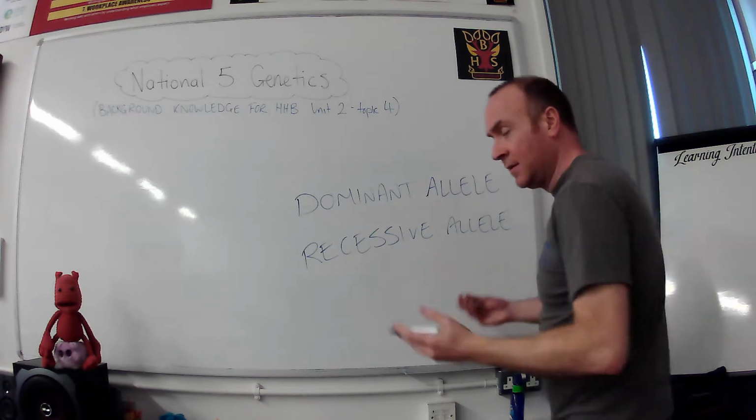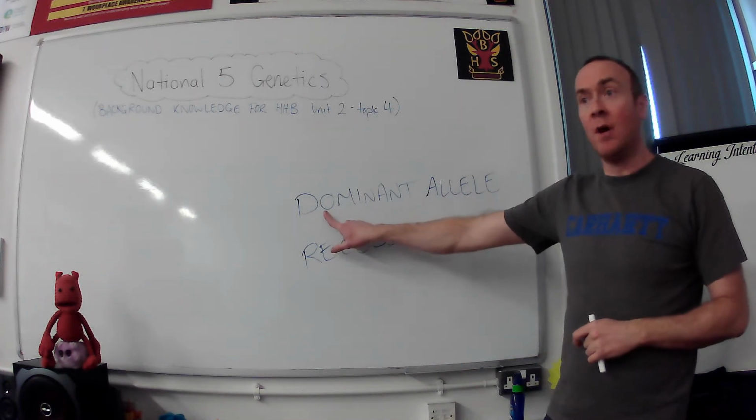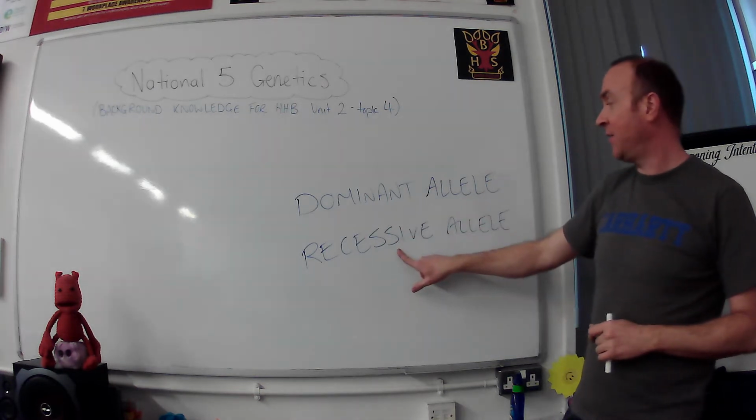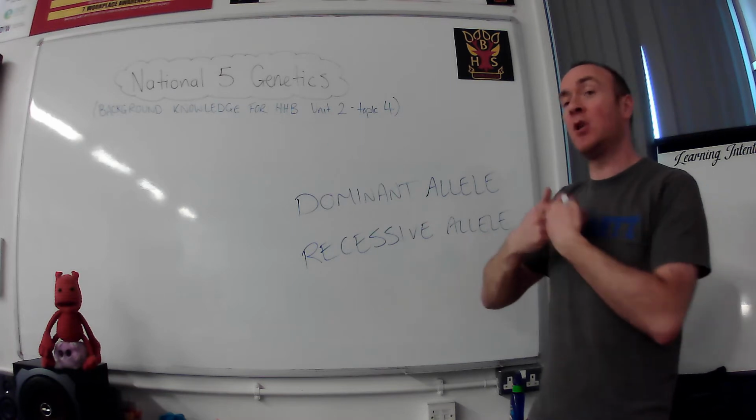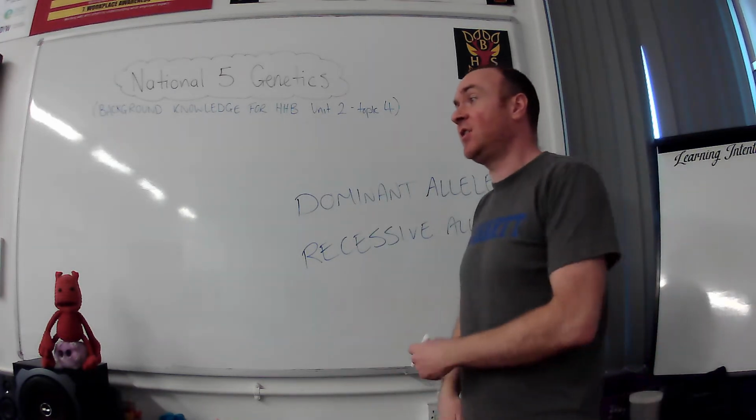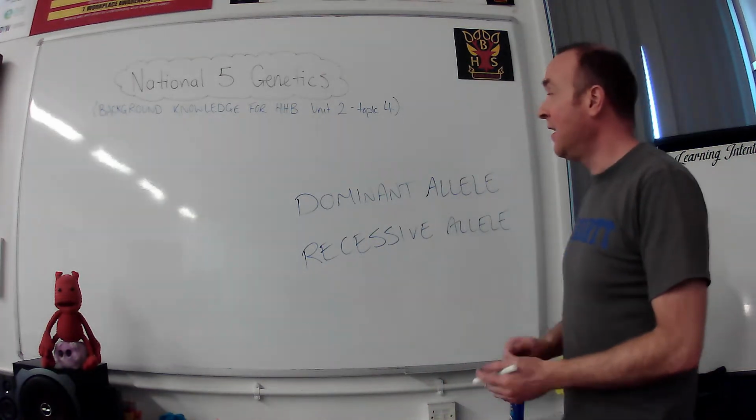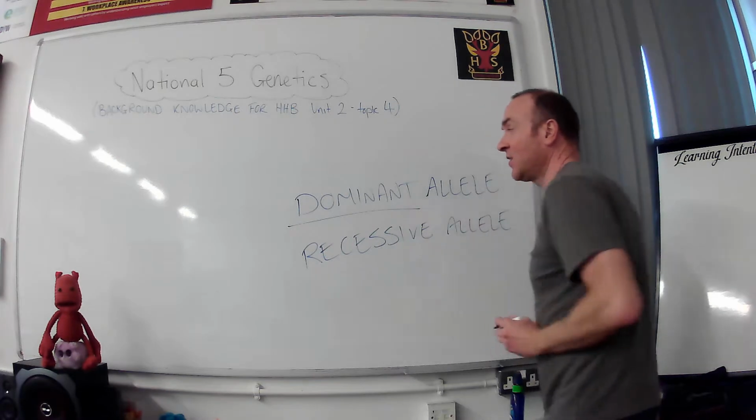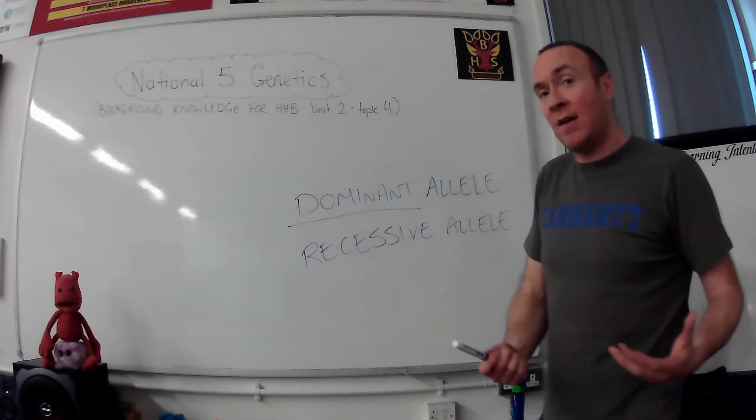And what we learned at National 5 level was that if you inherit a dominant allele from one parent and a recessive allele from the other parent, then it's kind of self-explanatory, but the dominant allele is the one that shows up, right? And if you think about the human population and how many people are right-handed compared to how many are left-handed, then what we might imagine, which is the case, is that right-handedness is dominant over left-handedness, right?